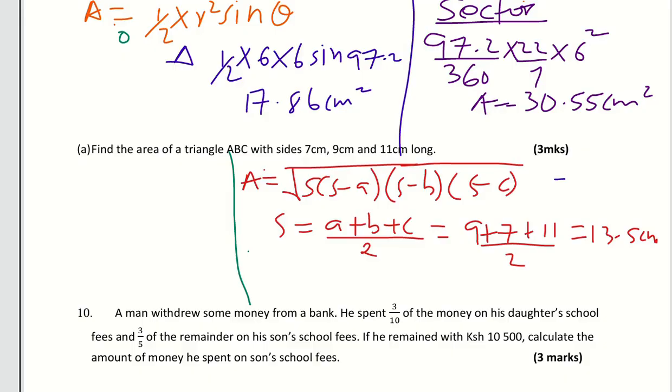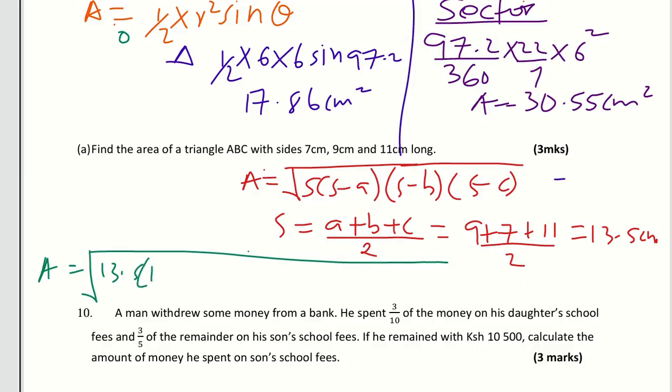So we'll simply say now the area will be given by s, in this case 13.5, into 13.5, that space will be very small. Let me wrap this one here. So we have area given by the square root of 13.5 into 13.5 minus the first one, which was 7, into 13.5 minus the second one, which is 9, into 13.5 minus the last one, which is 11.